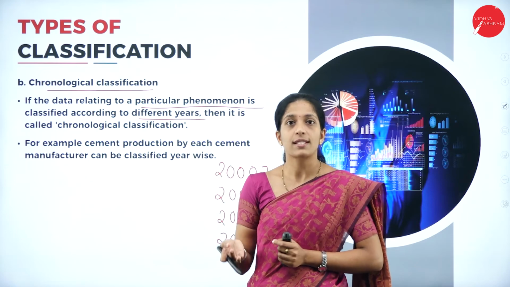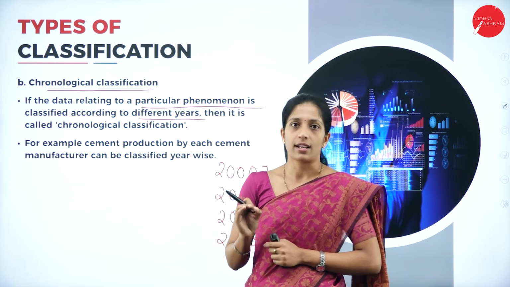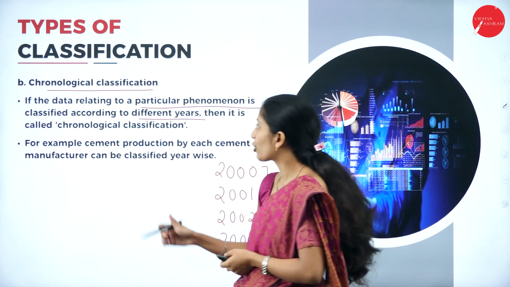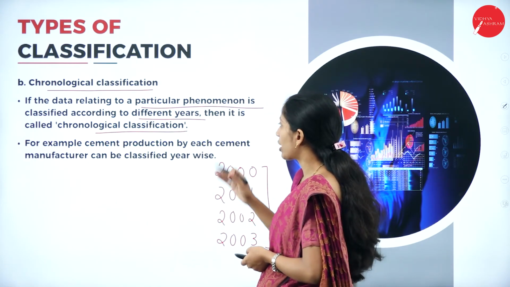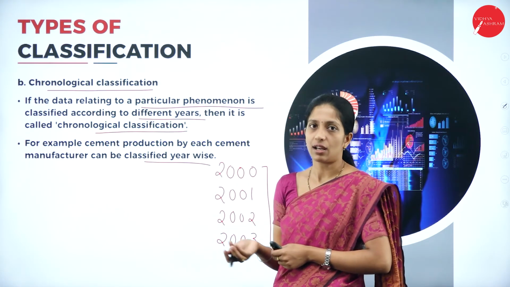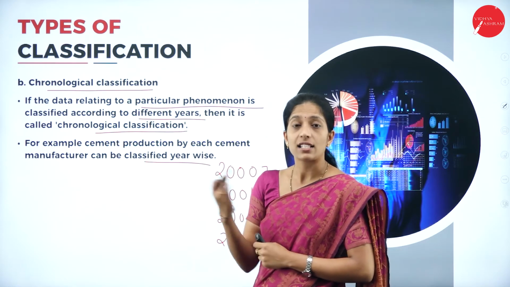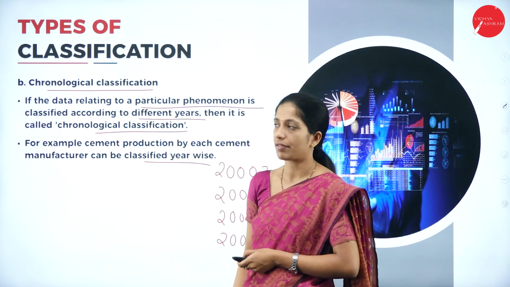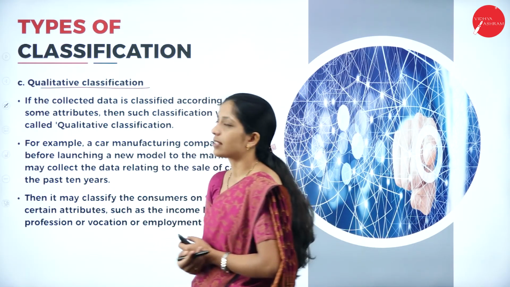Or based on some month also he can collect the data. So there should be some order. Okay. So different years, then it is called as what? Chronological classification. For example, cement production by each cement manufacturer can be classified year-wise. So this I have already told you. If they are going to classify the data year-wise, then it is known as what? Chronological classification. Now coming to the next type, that is qualitative classification.